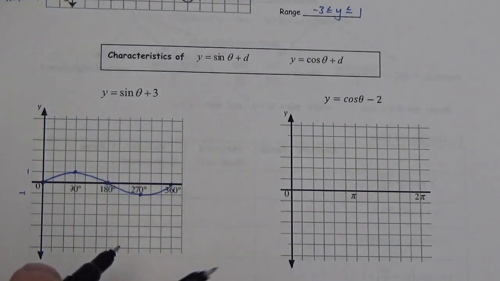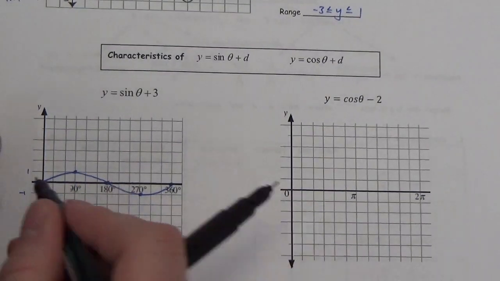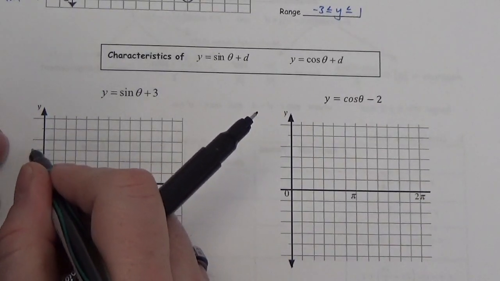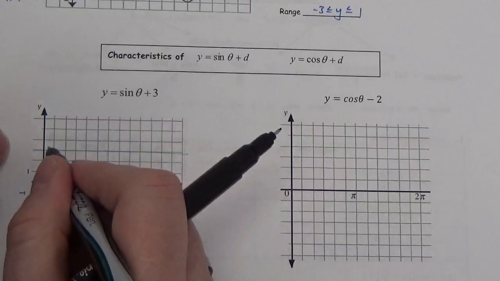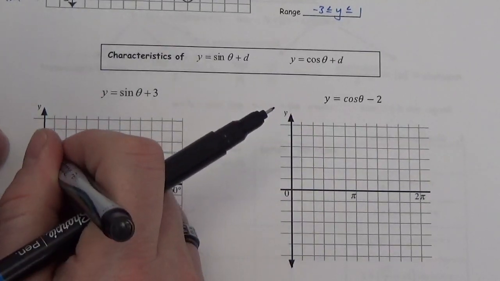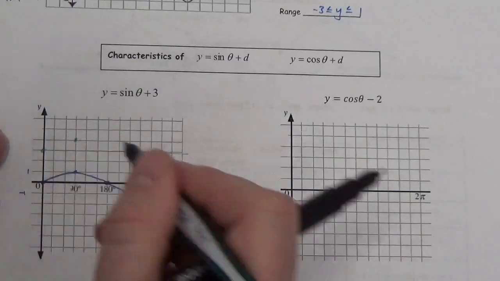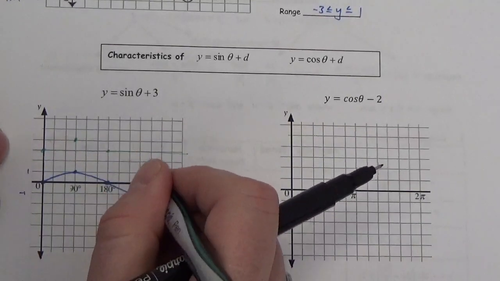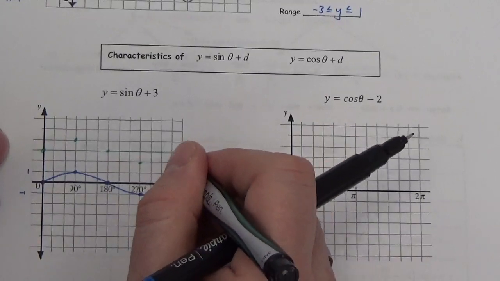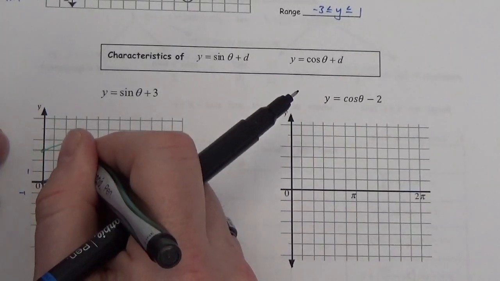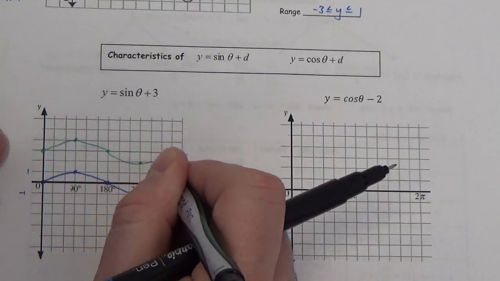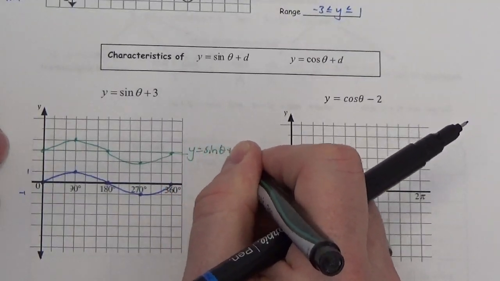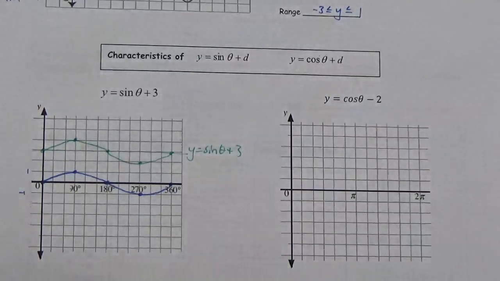Sine of theta plus 3, what that's going to do is take the median line and jump that up to 3. So 1, 2, 3. There's my new median line. So starting here, it's going to go up to a maximum there, down to the median line again, down to a minimum, 1 below, and then back up to the median line. So it's going to go up and then down like that. And so here, this is going to be y equals the sine of theta plus 3.